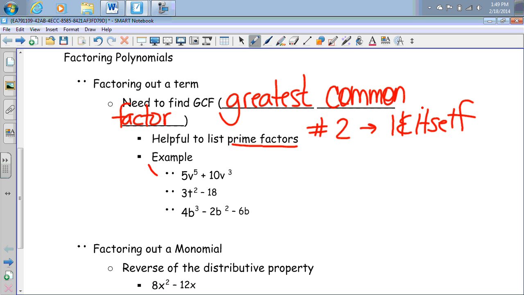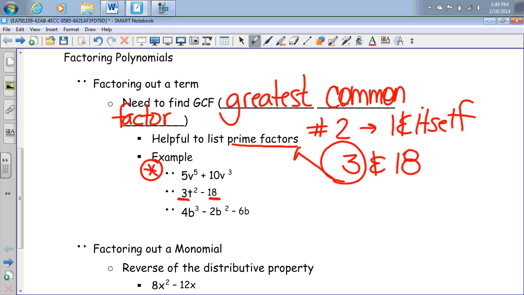This example I'm actually going to come back to because it deals with factoring out a monomial. We're going to skip to 3t squared minus 18. So we're looking at the coefficient 3 and the coefficient 18. What would be the greatest common factor between 3 and 18? Guess what? 3 falls into our prime category, so I can't use a number larger than 3. And 3 will go into 18.